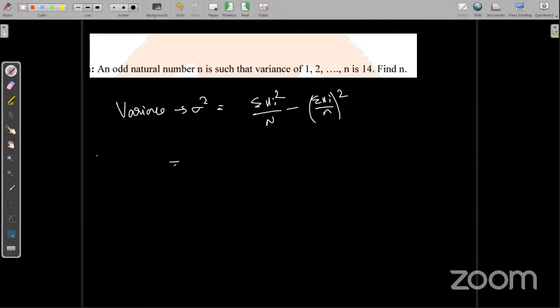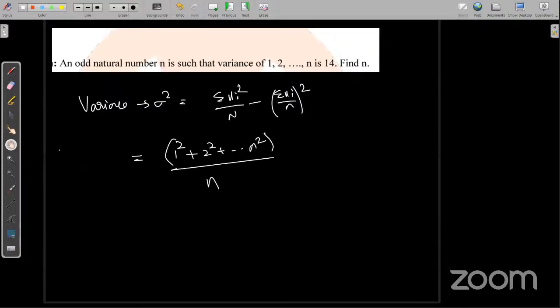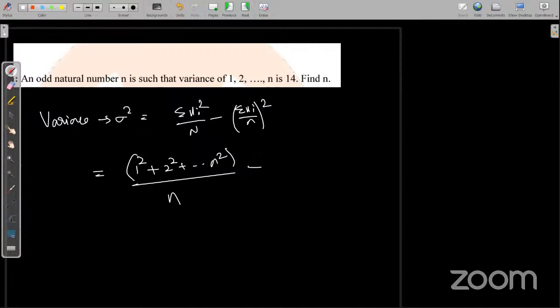So what I am going to do is, sigma xi square means sum of squares, 1 square plus 2 square plus so on up to n square, divided by n. Please be very careful, guys. Minus sigma xi whole square means 1 plus 2 plus so on up to n, whole square, divided by n square, right? So this is what we have.